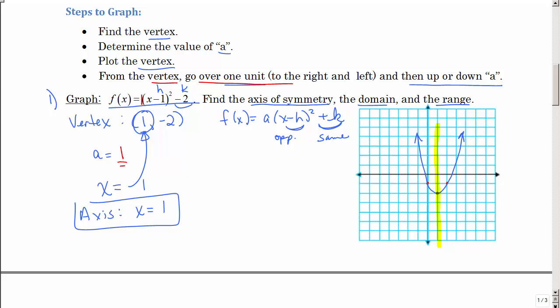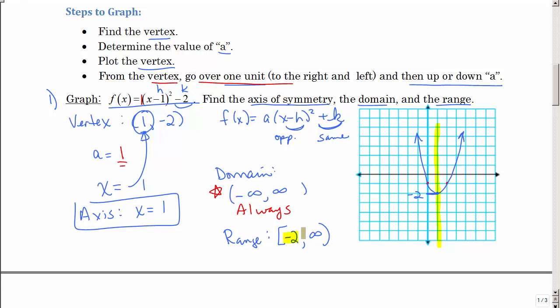What about the domain and range? Well, the domain is always all real numbers. Look at the graph. Even though it goes up, it also gets wider. But what about the range? The range, you want to look at the bottom to the top. So the lowest y value is -2, and it's included, and then it keeps going up forever.